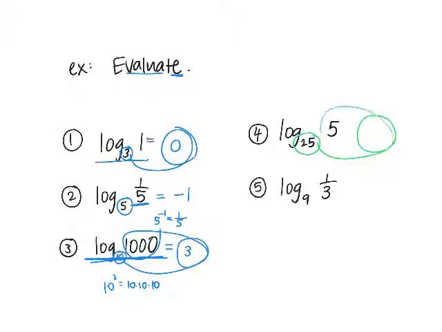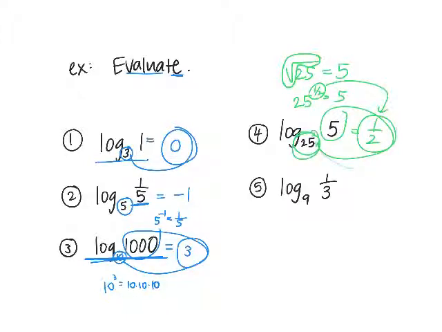25 to the what power gives you 5? When you take the square root of 25, you get 5. And the way you denote square root as an exponent is 1/2. So that 1/2 is your answer. 25 to the 1/2 power gives you 5.